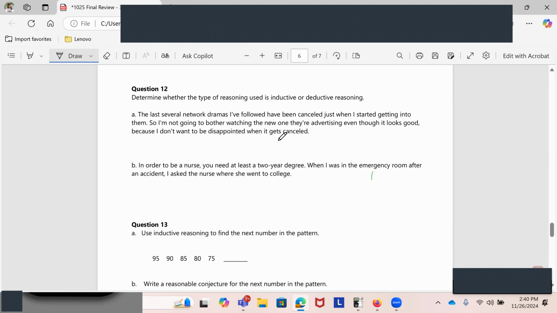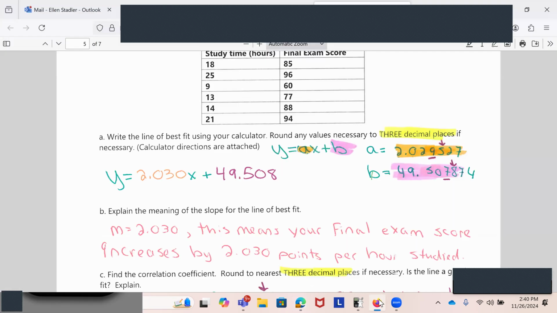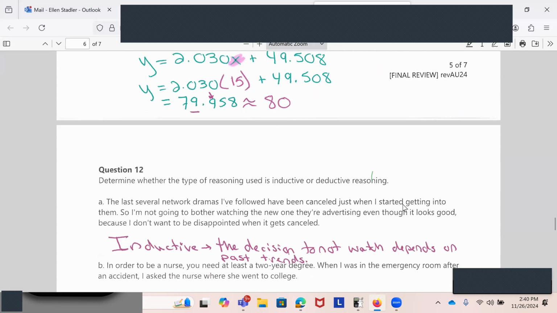All right, the last one is from the last section we did. We're talking about deductive and inductive reasoning. So 12A says the last several network dramas I followed have been canceled just when I started getting into them. So I'm not going to bother watching the new one they're advertising, even though it looks good, because I don't want to be disappointed when it gets canceled. So they're asking us if that's inductive or deductive reasoning. Again, this one has a lot of writing, so I'm going to pull up what we have here. It's actually inductive. The decision to not watch is based on past trends, what happened to the last ones I watched.